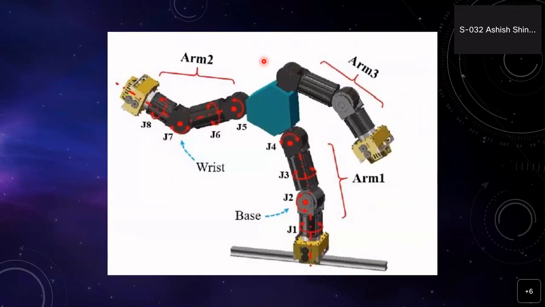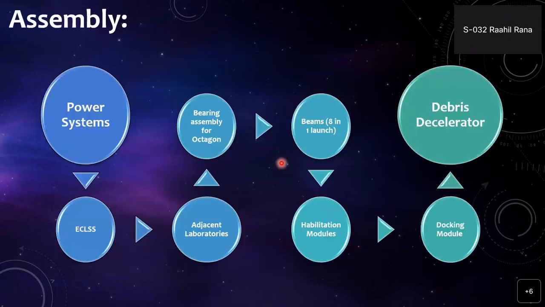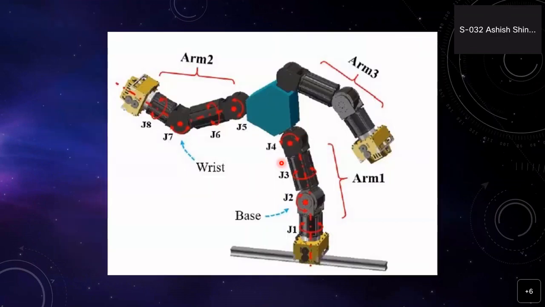Okay, so next slide. So this armature, these robotic arms define the docking process outside the space station, where different modules are arriving and docking on the space station.